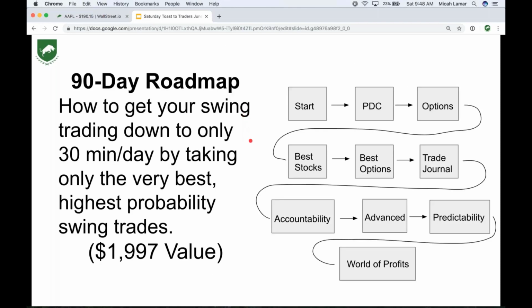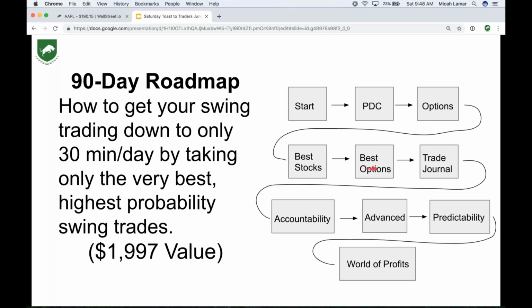The 90-day roadmap is what comes directly after the Payday Cycle class. So the Payday Cycle class gives you the foundation, but now you need to apply it into your life with a routine. So the 90-day roadmap gives you that. The whole goal is to get your trading down to about 30 minutes a day. And you do that by only trading a few stocks, and they're going to be the highest probability setups with those stocks. We're going to get you started with payday cycles and options trading if you choose to.